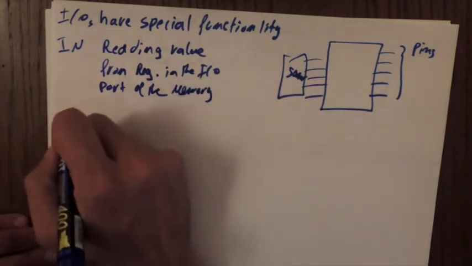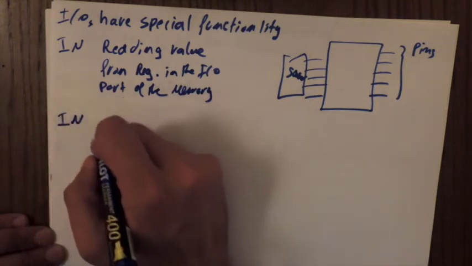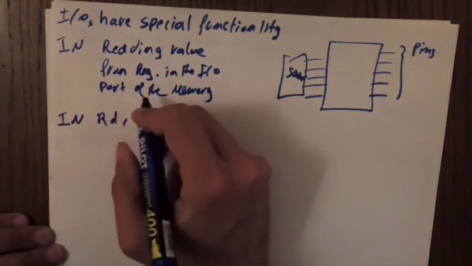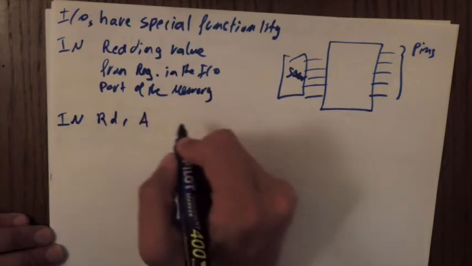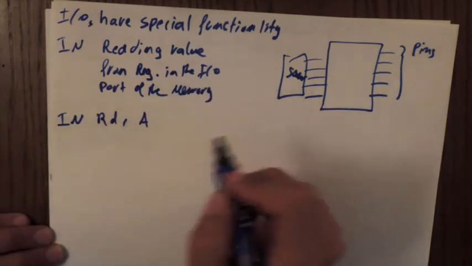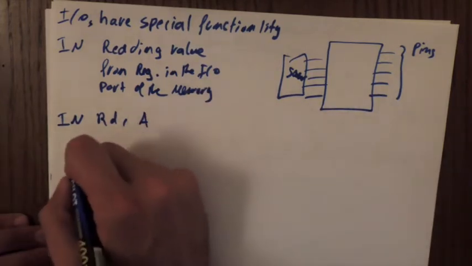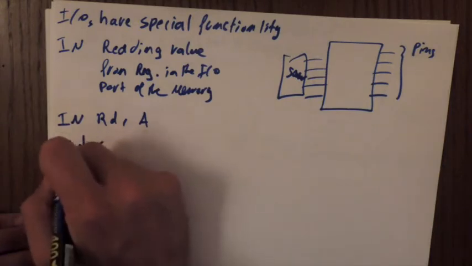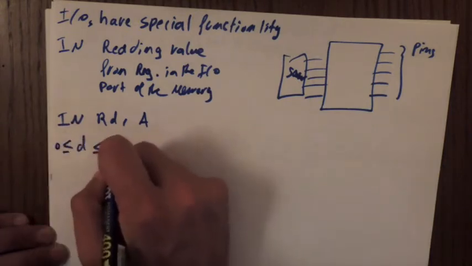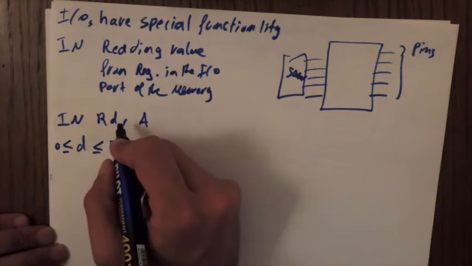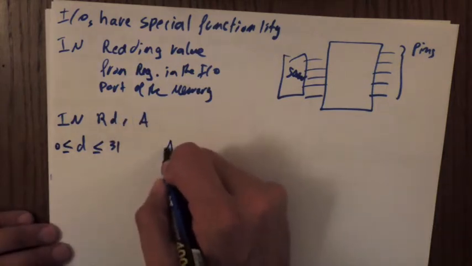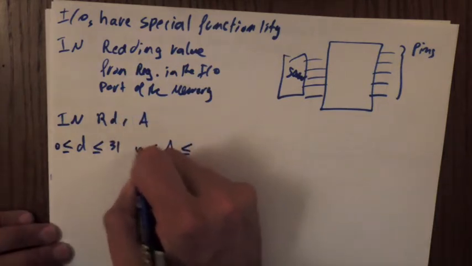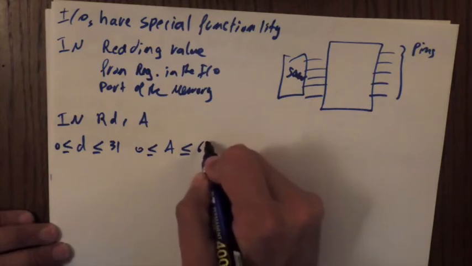So in RD, comma, A, where A is an address in the I/O field. So RD can be between 0 and 31, so it's not limited like the LDI. And A is between 0 and 63.